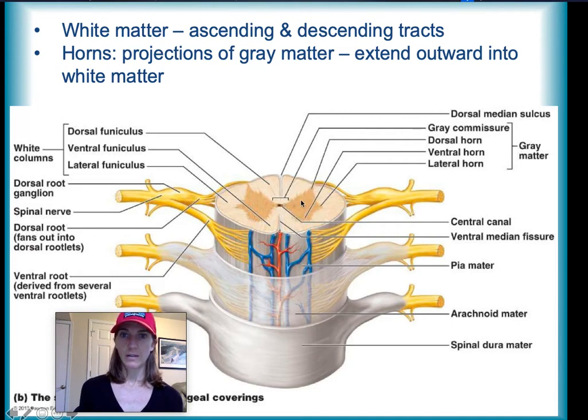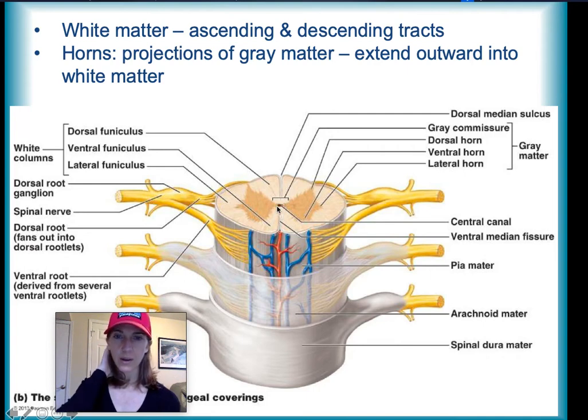So you're going to have horns. This is going to be the dorsal horn, the lateral horn, and the ventral horn. Okay, and then looking at the white columns, we refer to these as funiculi, plural, or funiculus for singular. And we have a similar dorsal, lateral, and ventral funiculi. And these are all those white columns that I was showing in that previous picture as well. In addition, you see the central canal here.